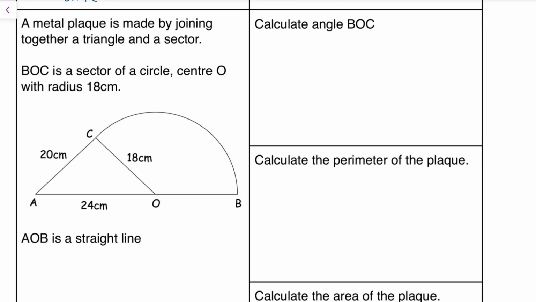A metal plaque is made by joining together a triangle and a sector. BOC is a sector of a circle with center O and radius 18. So in other words, that's 18 as well. AOB is a straight line. Okay, calculate angle BOC. It's going to lead me through it nicely.